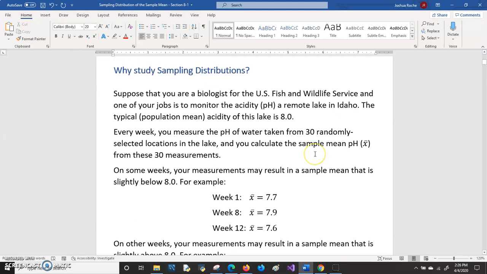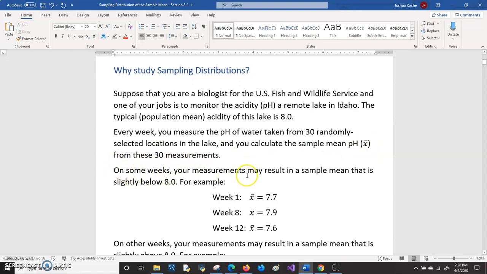So why would you need to study sampling distributions, and what's the meaning of them? Well, here's an example. Suppose that you're a biologist for the U.S. Fish and Wildlife Service, and one of your jobs is to monitor the acidity or the pH of a remote lake in Idaho. The typical, or the population mean, acidity of this lake is 8.0. Every week you measure the pH of water taken from 30 randomly selected locations in the lake, and you calculate the sample mean pH, this is x bar, from these 30 measurements.